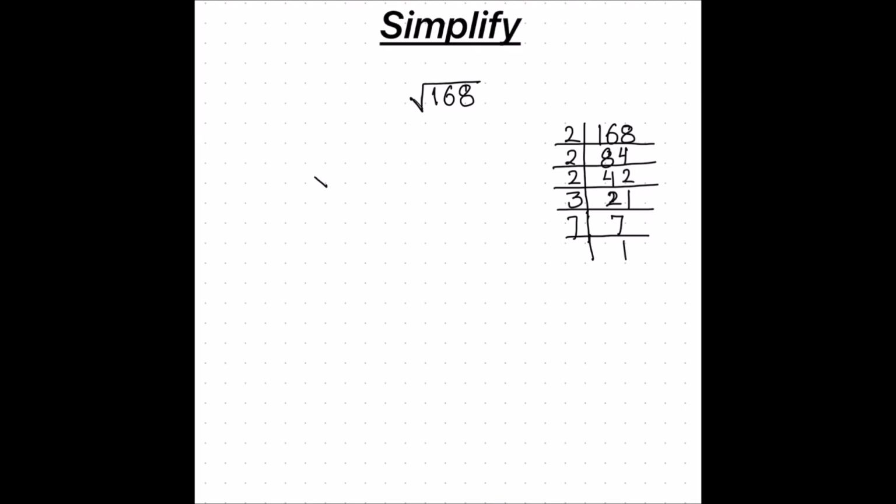So the factors of 168 will be 2 times 2 times 2 times 3 times 7. All the numbers are under the square root sign, so we can take pairs of numbers to take them out of the square root sign.